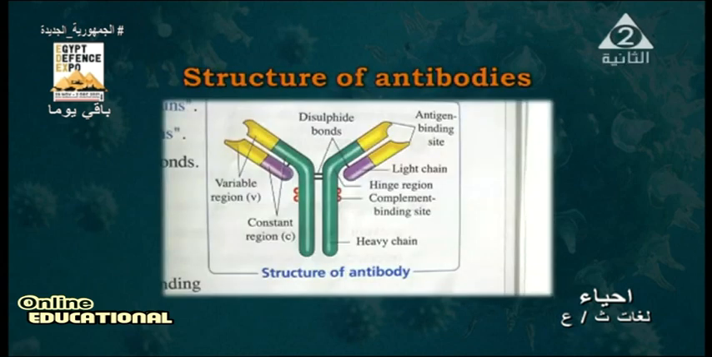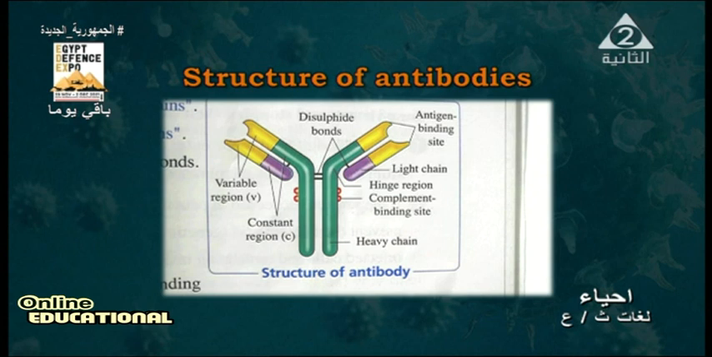This is the structure of the antibody. If you look at the structure of the antibody, it consists of disulfide bonds. This is a disulfide bond, okay? Also, there is the antigen binding site, which is suitable for binding any microbes. The light chain attacks the microbes and catches them to prevent their reproduction. There is a hinge region and a complement binding site, okay?